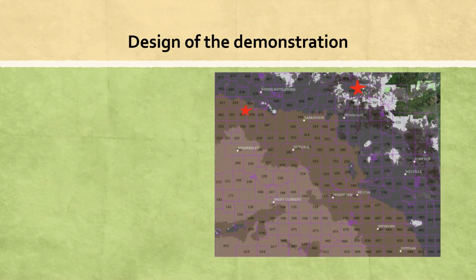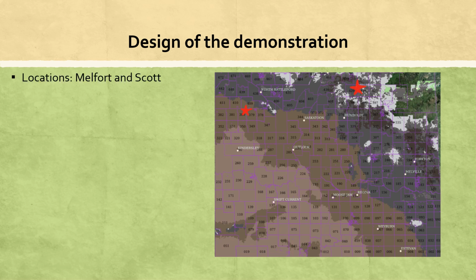So now let's hop into the design of our demonstration. As was mentioned before, there were two sites in this experiment. Melfort was in the black soil zone of northeastern Saskatchewan, marked by one of our red stars there, on silty clay soil, with about a 9% soil organic matter and a pH of 5.8 in the top 6 inches.